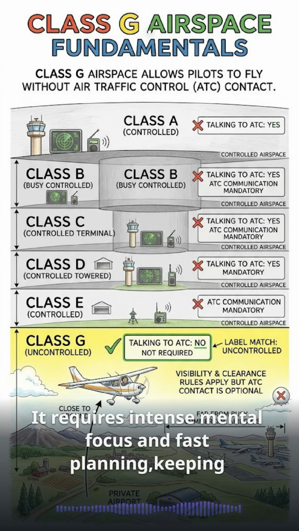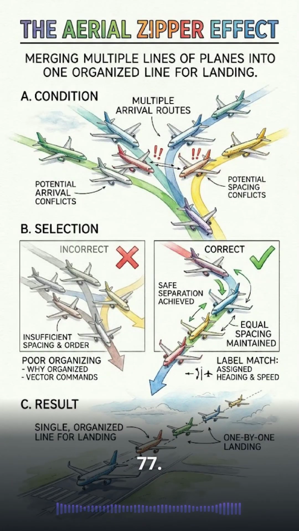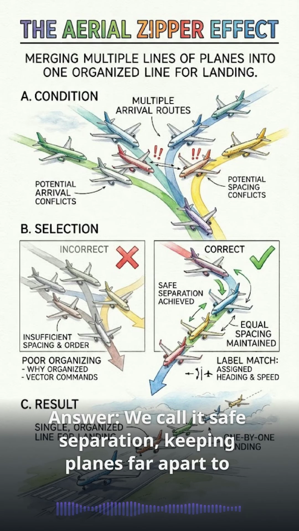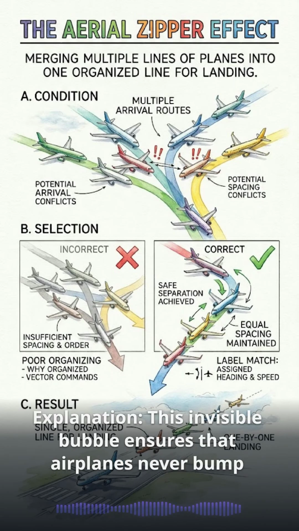It requires intense mental focus and fast planning, keeping thousands of happy passengers completely safe every day. 77. What do controllers call the safe bubble of empty space around every flying airplane today? We call it safe separation, keeping planes far apart to prevent dangerous crashes in the sky. This invisible bubble ensures that airplanes never bump into each other while flying extremely fast today.